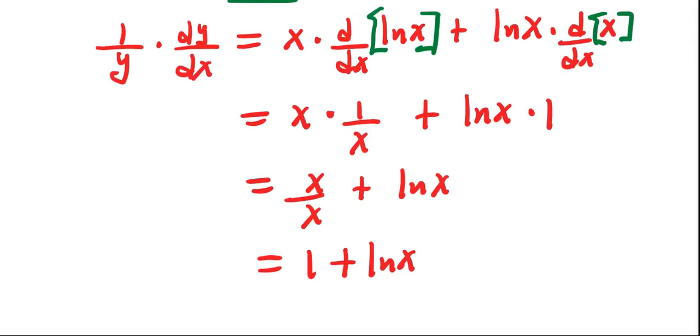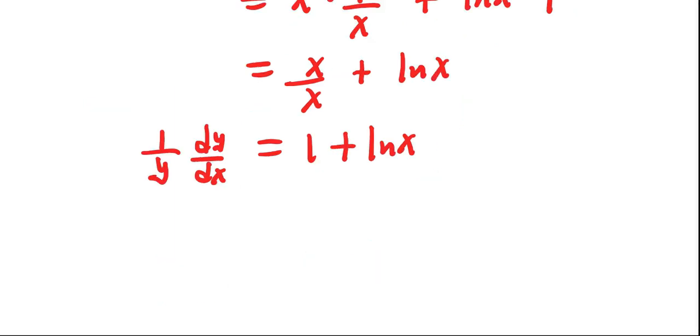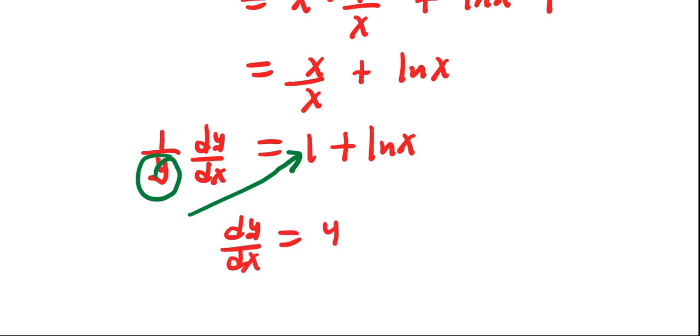So now we simply need to bring this one down. So we now have 1 over y dy/dx. At this point, we can use this y over here, just simply cross multiply it down here, and this will become dy/dx is equal to y, just open a bracket, 1 plus ln x.